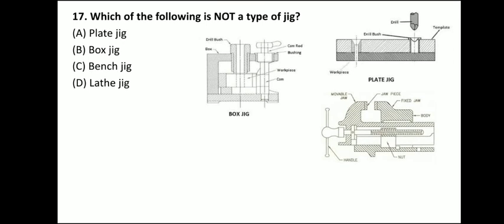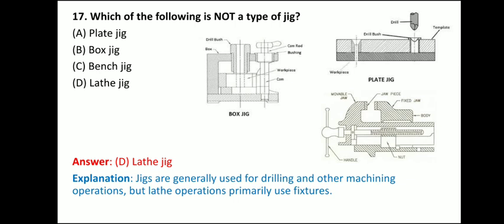Next question. Which of the following is not a type of jig? Options are plate jig, box jig, bench jig and lathe jig. So the answer is lathe jig. Okay, क्योंकि lathe fixture होता है, lathe कभी jig नहीं होता. So jigs are generally used for drilling and other machining operations, but lathe operation primarily uses fixtures. Okay, so mainly jigs are used in drilling operation or in other operations. For lathe we are using lathe fixtures.